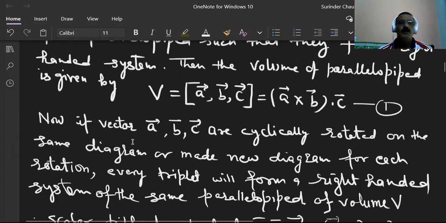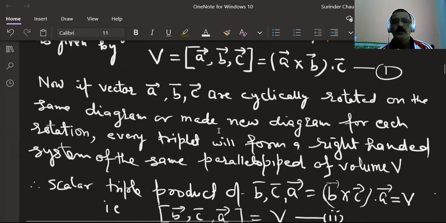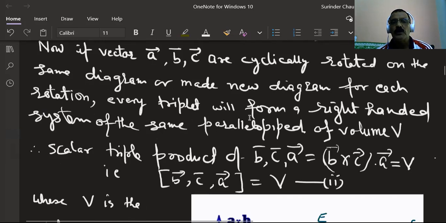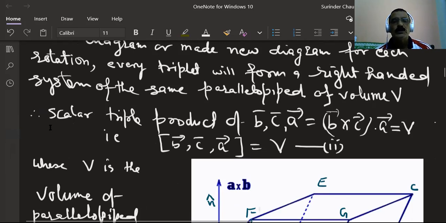Now if the vectors A, B, C are cyclically rotated on the same diagram or a new diagram is made for each rotation, every triple product will form a right-handed system of the same parallelepiped of volume V. Now let us find the scalar triple product of BCA, B cross C dot A. That will represent the same volume V, which was represented by the scalar triple product of A, B, and C. That is, the scalar triple product of ABC is equal to V.